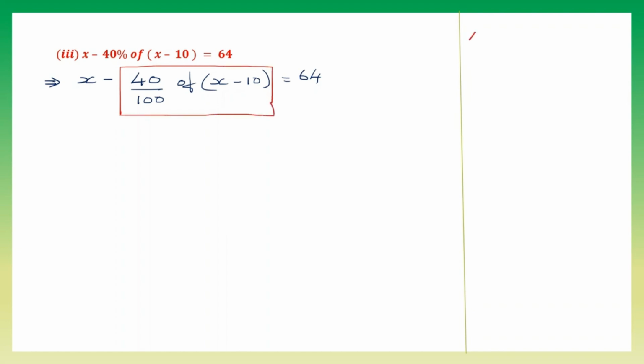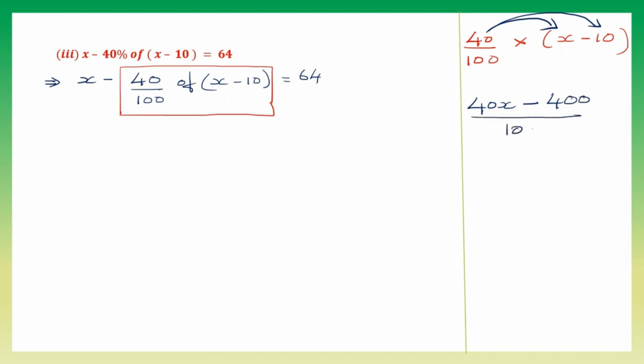So let's take that 40 by 100. Of means into x minus 10. So that means I'm multiplying the numerator. So let me multiply first 40 into x, and then I multiply 40 into minus 10. So 40 into x is 40x. 40 into minus 10 is minus 400. 40 into 10 is 400 divided by 100. So I've got that. Let me write it down here. So x minus 40x minus 400 by 100. Okay, so I've got it like this, is equal to 64.